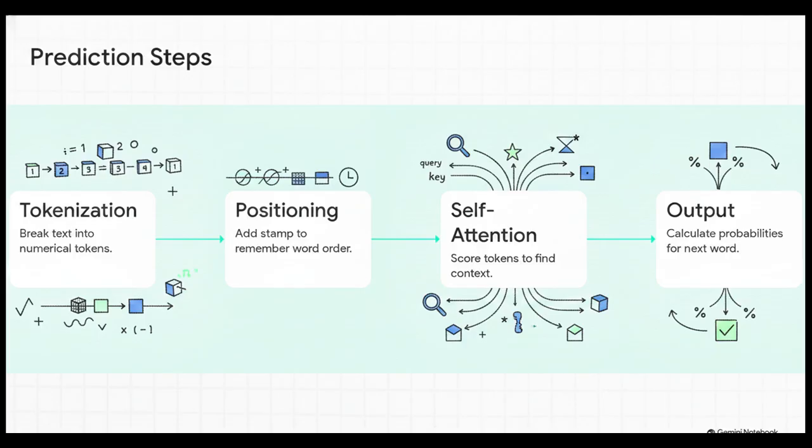Step 3 is the self-attention mechanism we just talked about, where it uses queries, keys, and values to score relationships and build context. Finally, step 4 is the output. The model passes this incredibly rich contextual data through a final feed-forward network to calculate probabilities. It looks at its entire vocabulary and predicts the single most likely next word. Then, it feeds that brand new word back into itself, and the cycle repeats, autoregressively, writing a full essay for you right before your eyes.